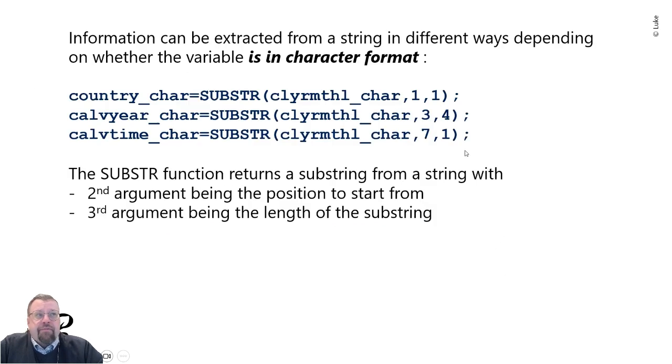Then it's a little different if the values are in character format. It's just like a string where we want to extract part of the string, and we can use a function called substr to get the substring. Basically how it works is that we first define the variable name, then we say as the second argument the position where we start the extraction from, and the third argument is how many characters we are picking. So when we want to choose the country, we take, starting from the first, only one. For year, we start from the third and pick four, and so on.